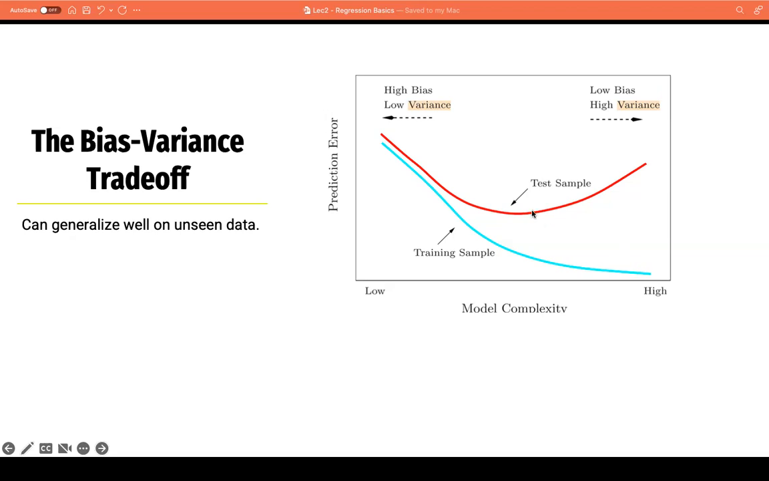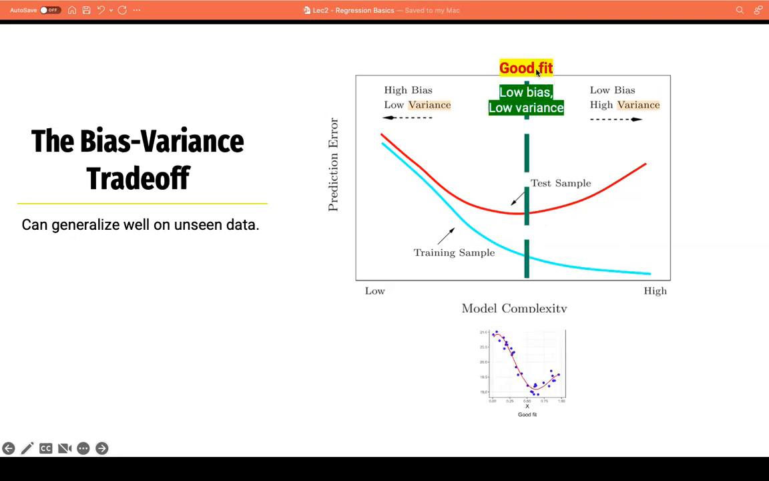Okay, so what we want to have is to find a good fit or a good model such that we achieve a low bias and a low variance. So in other words, we want the model to be able to capture the real shape of the data set, okay, so that we can minimize the errors. And we want the errors to not be spread out, but as close to each other as possible.